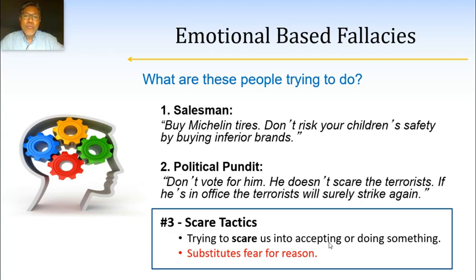Same thing with the political pundit. Don't vote for him. He doesn't scare the terrorists. If he's in office, the terrorists will surely strike again. Well, obviously, nobody wants to be attacked by terrorists. But what is it exactly about the candidate that would make our country more prone to terrorist attack? What is it about the candidate's policies? What is it about the candidate in terms of his style of leadership or her style of governing that would make our country less safe? Those would be evidence to support the idea that we shouldn't vote for him or her. But instead, this person simply plays off of our fear of terrorists without any sort of actual reason to believe the candidate would make us less safe. They're simply playing off of our fear of terrorists to move us towards not voting for them. I hope that's obvious, that they're not actually providing a reason. They're just trying to elicit an emotion. A reason would be to give us a reason to believe why we'd be less safe.